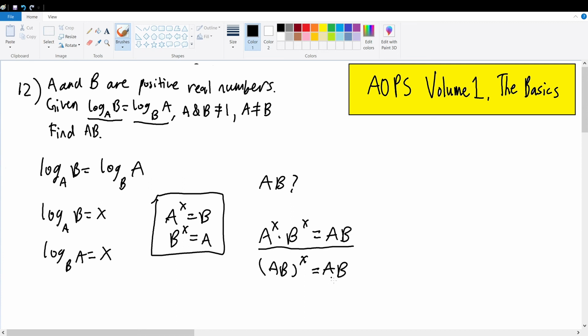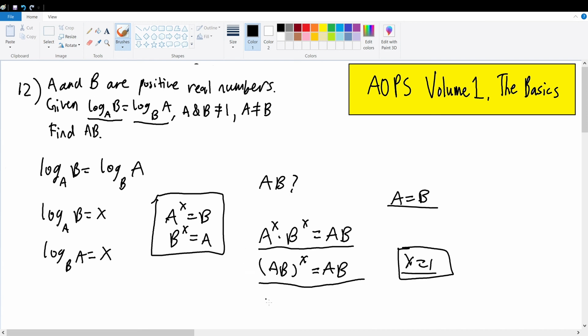Now you might think that, oh, well, if we look at this expression, x must be equal to 1. But is this really correct? Because if x is equal to 1, that means A will be equal to B. Therefore, x cannot be equal to 1. So what can x be equal to in order to get A and B? Or is there another way to manipulate this equation?